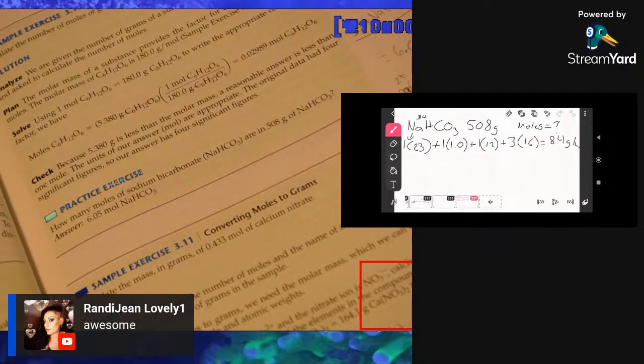And then we got this number right here, the one that they gave us, 508 grams. So what you weigh on the scale. So now let's get that number, 508 grams that you weigh on the scale of sodium bicarbonate, which is NaHCO3.